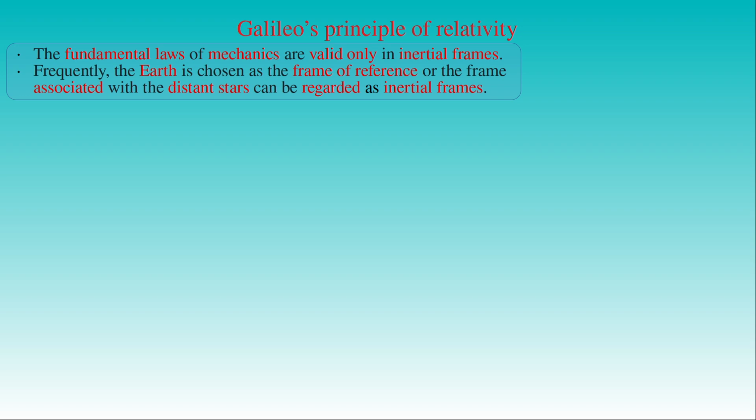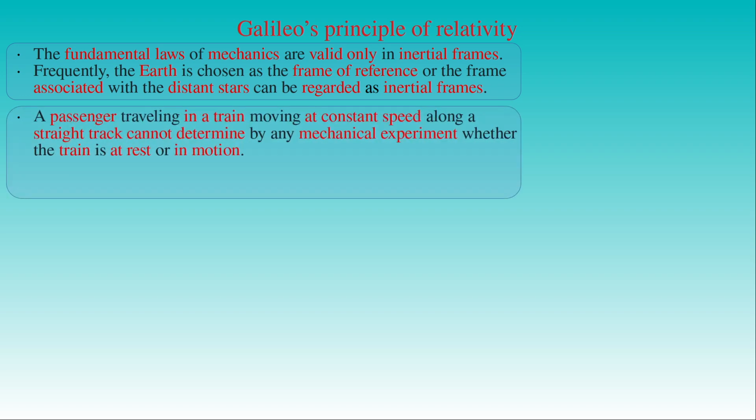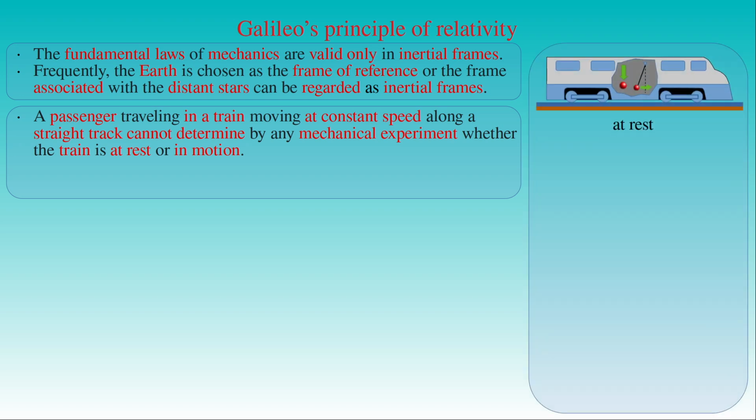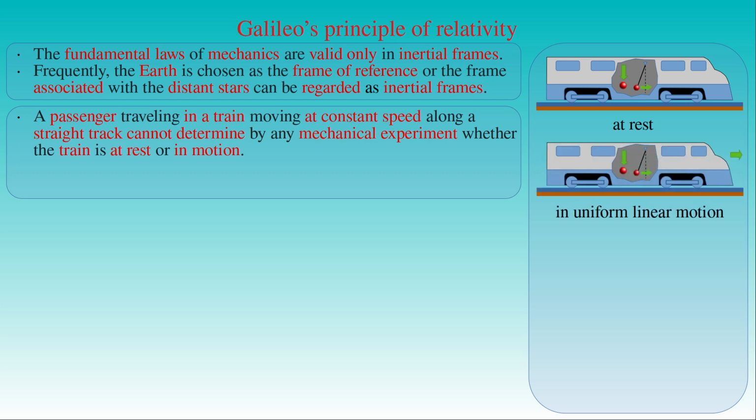to one another. A passenger traveling in a train that moves at constant speed along a straight track experiences no sensation of the train's motion, and the passenger sitting in a windowless compartment cannot determine by any mechanical experiment whether the train is at rest or in motion. The motion of a falling ball or a swinging pendulum appears exactly the same whether the train is stationary or moving uniformly, making it impossible to infer the train's speed from mechanical observations alone.